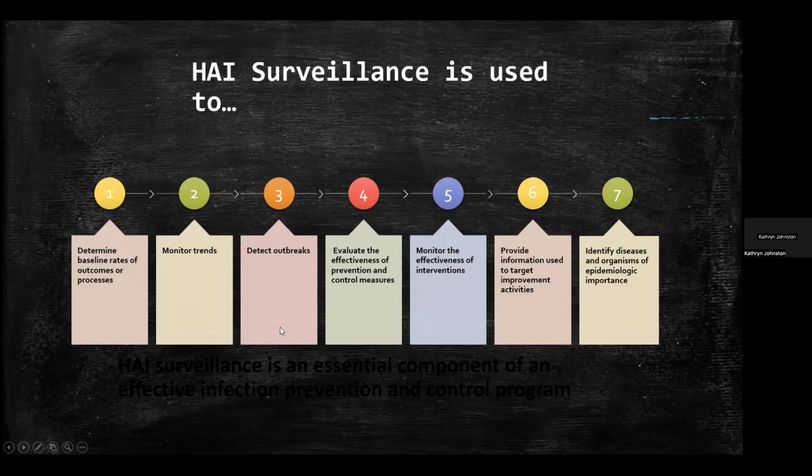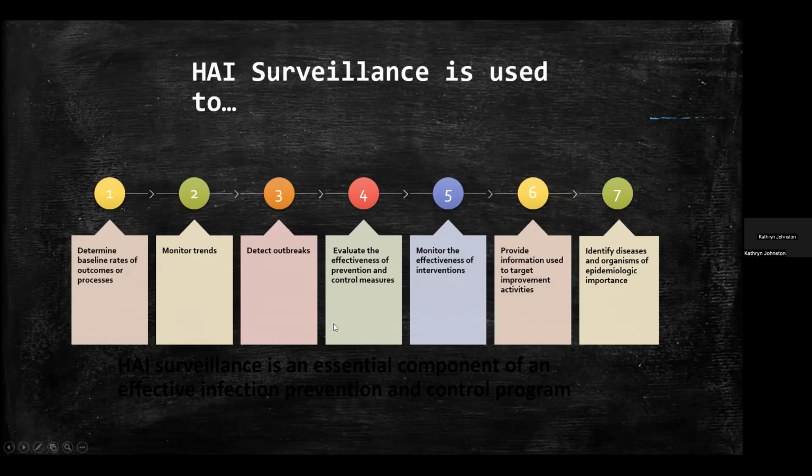With surveillance, we have to be able to detect outbreaks. It's possible to detect outbreaks if surveillance is being used to monitor those trends, because an outbreak is essentially something over and above the normal of what you're usually seeing in your facility. So if a facility is monitoring trends regularly and notices that there's suddenly an increase in a particular type of infection, that's one way that you can identify outbreaks.